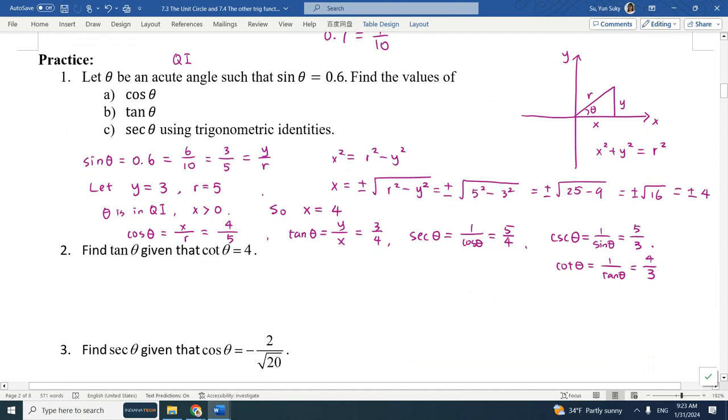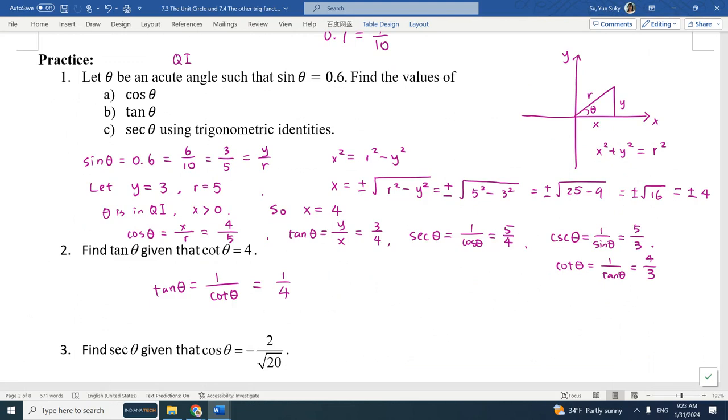So let's continue. Okay, so find tangent theta, given that cotangent theta is 4. Okay. What's the tangent theta in terms of cotangent theta? Yeah, it's the reciprocal of cotangent theta. So what's the answer? 1 over 4. And that's it. This problem is easy. It's just the reciprocal. But if it asks other trig function, then you have to do these ways.